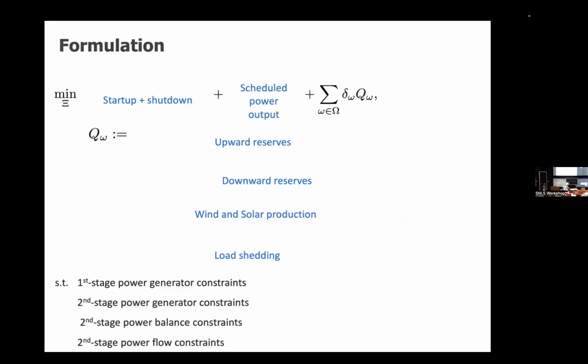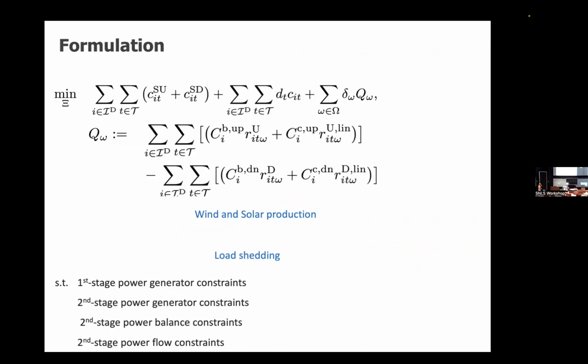So what is the formulation? We have the startup and shutdown costs, the cost of the scheduled power output for the next day, plus the cost of the second stage decisions. And the second stage decisions are related with the reserves, upward reserves and downward reserves, wind and solar production, and the load shedding. And so this is how the formulation looks.